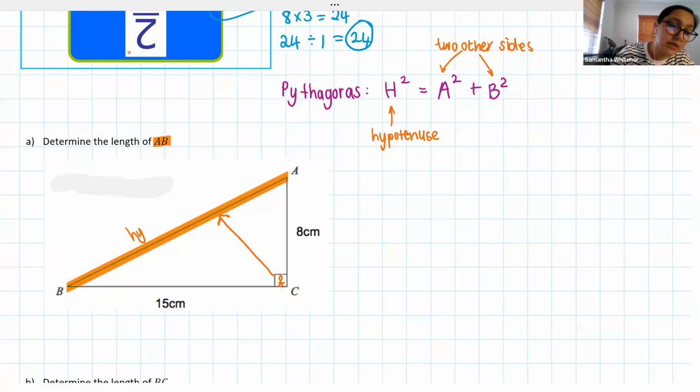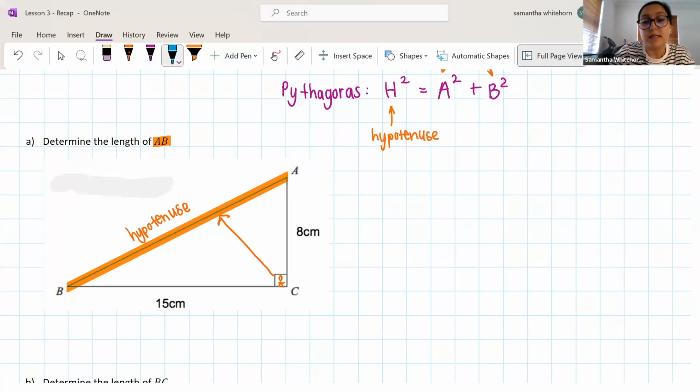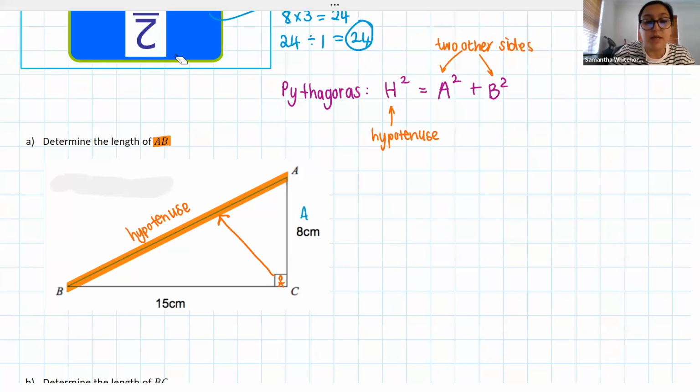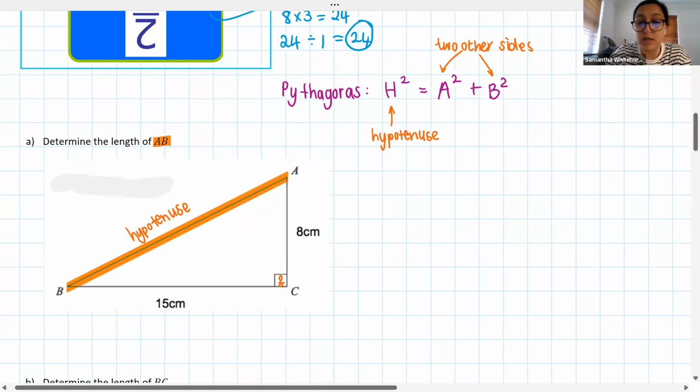Now, it's really important that we know which side is our hypotenuse, so that when we substitute into our formula, we're substituting into the correct places. Now, guys, it makes no difference if this is going to be side A and this is going to be side B. If you swap them around and you said side A, side B, it honestly makes no difference. Okay, it's just the two other sides. Whichever one comes first, it doesn't matter.